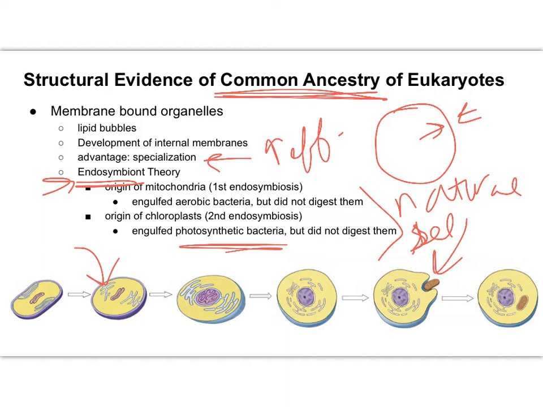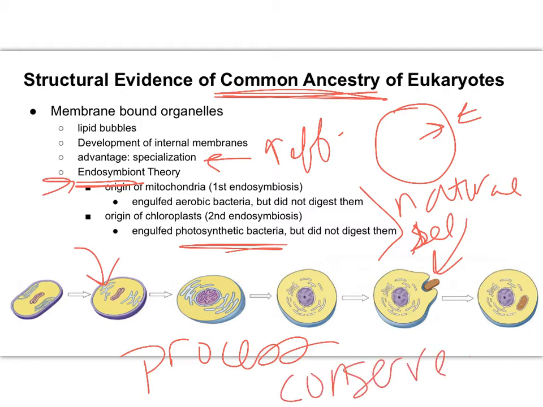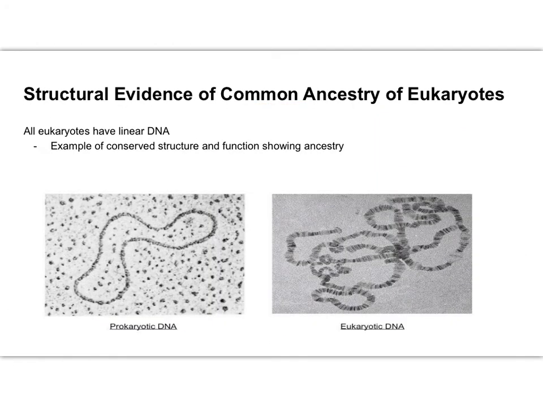eukaryote. Also, the processes that are done in those organelles, the cellular respiration and the photosynthesis, are basically the same for every organism. And when we see processes that are conserved like that, we call it a conserved process. When that process is conserved, basically meaning that we hold on to it, we retain it, we still do it, and the way that it's done doesn't really change, that also helps show a link to ancestry.